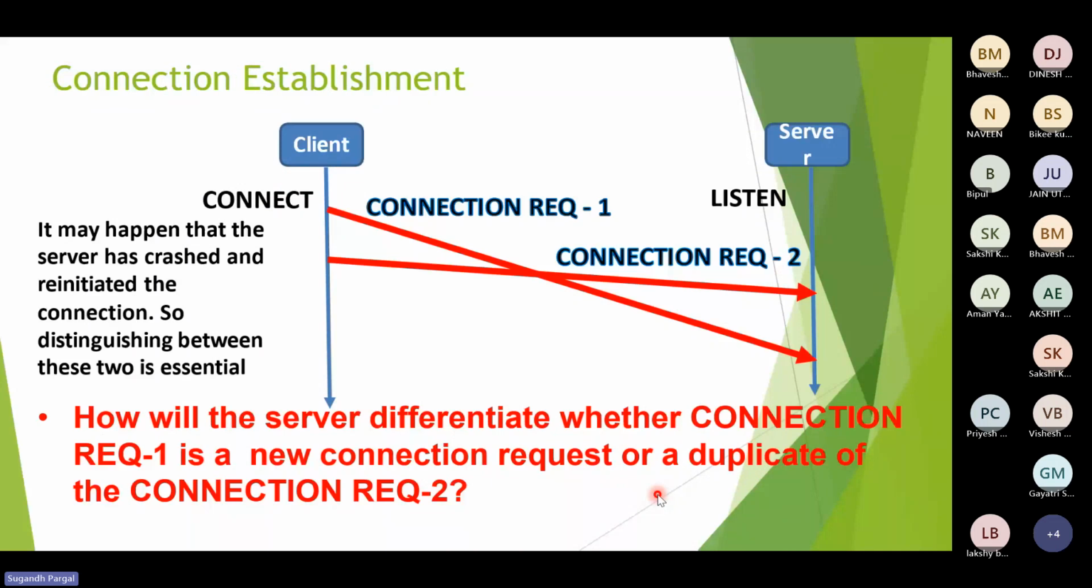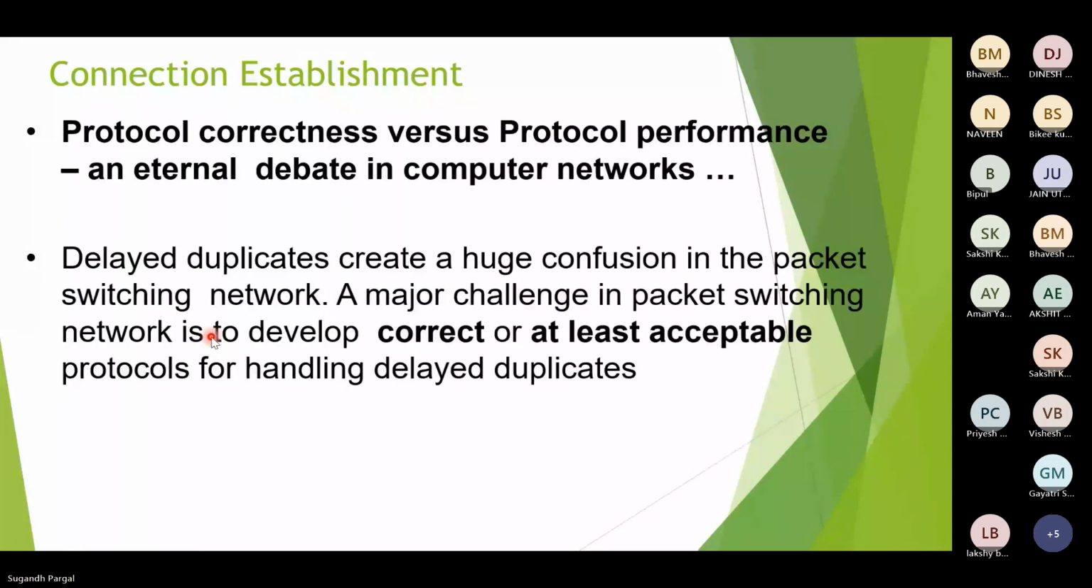So it may happen that the server has crashed and reinitiated the connection. So distinguishing between the two is the main essential task, like which connection request is prime. It cannot make a double or duplicate connection. How that differentiation is done, we see next. To deal with these duplicate packets and how to correct them, we will see next.